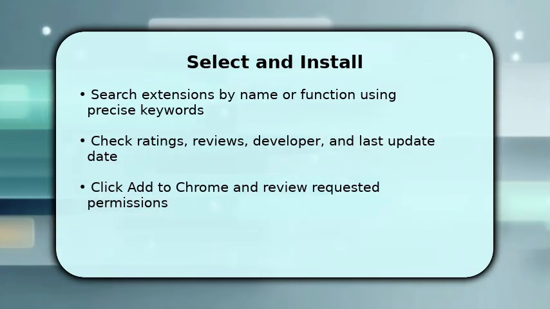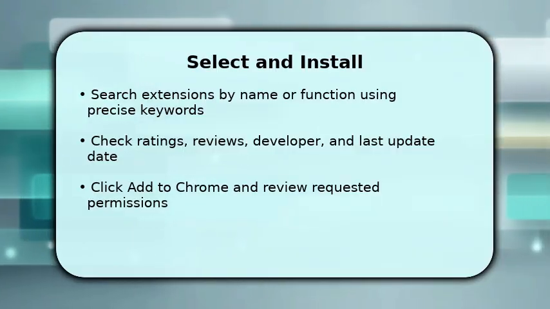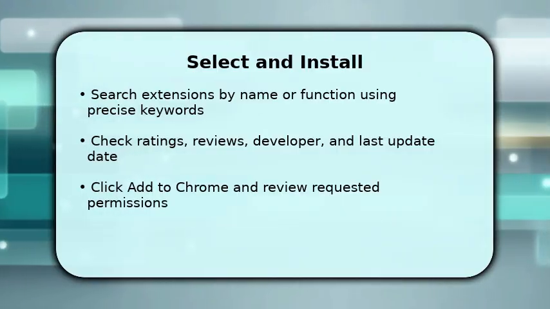A permission dialog appears. Read it. Permissions explain what data the extension can access and why. If permissions make sense, confirm Add Extension. After installation, you'll see the icon in the toolbar. Pin it for quick access.